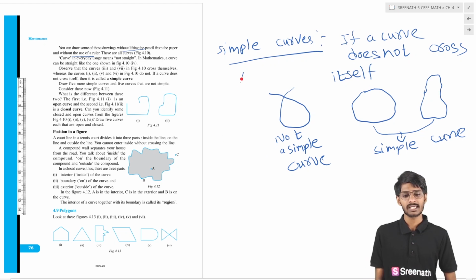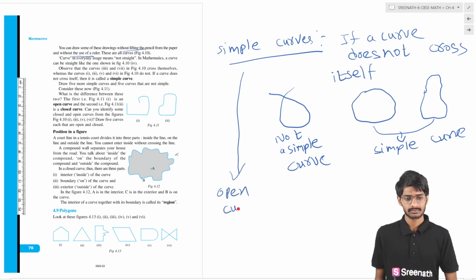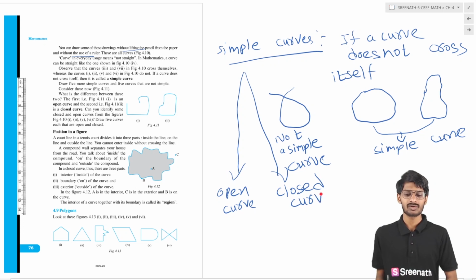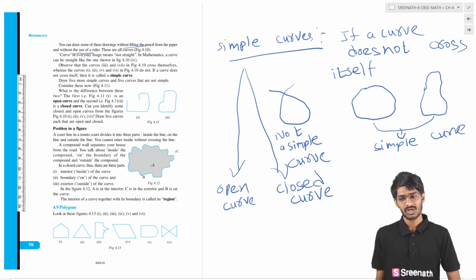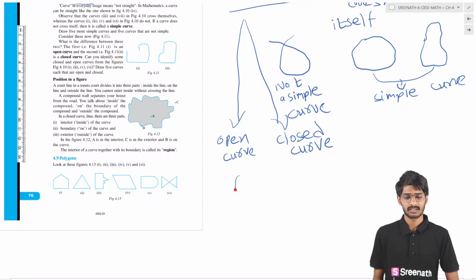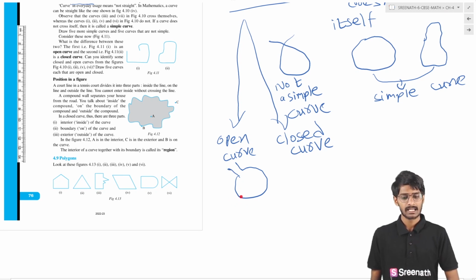Okay, in the case of a simple curve, there are two kinds: one is the open curve, and the other is the closed curve. Which curve do we call a closed curve and which an open curve? This is an open curve. Why? Because it is not closed. It has started at a point, gone like that, and ended.